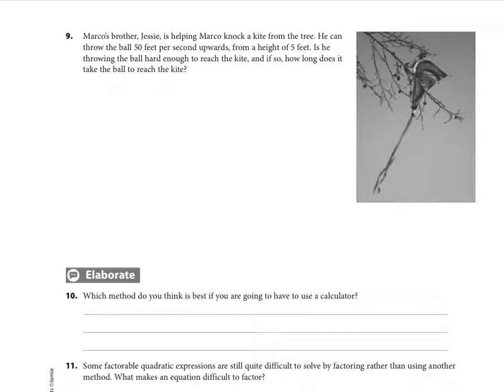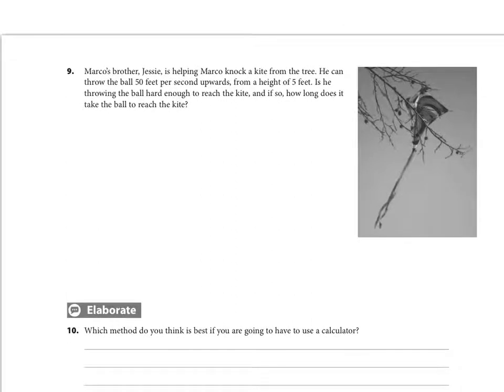All right, so there is another word problem here. I'm not going to solve it, but I do want to help set it up for you just to make sure we get this idea of how to set it up. Marco's brother Jesse is helping Marco knock a kite from the tree. He can throw the ball 50 feet per second upwards from a height of 5 feet. Is he throwing the ball hard enough to reach the kite? And if so, how long does it take the ball to reach the kite?